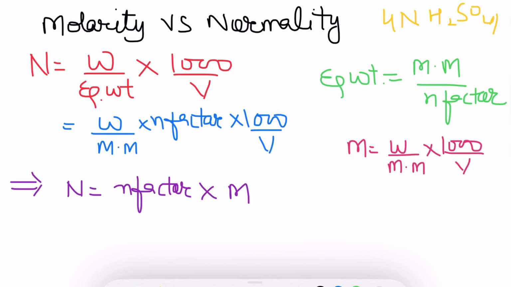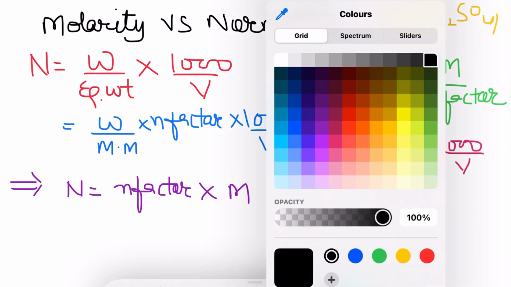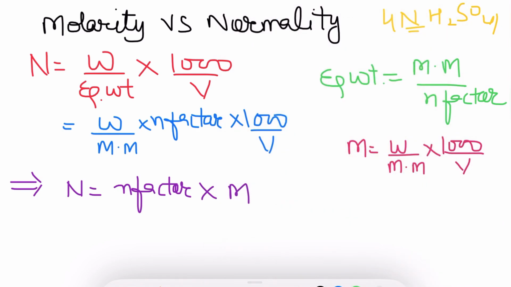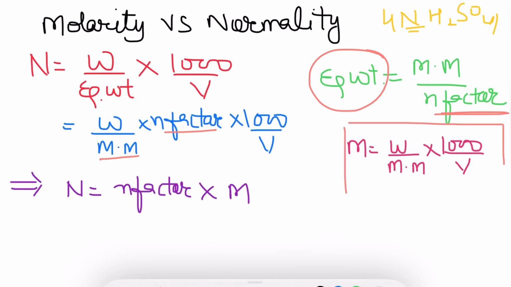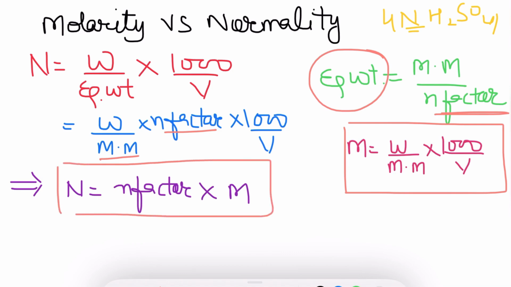N means normality. So, let's discuss molarity and normality here. Normality is the given mass upon the equivalent weight into 1000 by V. Equivalent weight is the molecular mass upon n factor. So normality becomes equal to given mass upon molecular mass into n factor into 1000 upon V, whereas molarity is given mass upon molecular mass into 1000 upon V. So finally, normality is n factor into molarity.